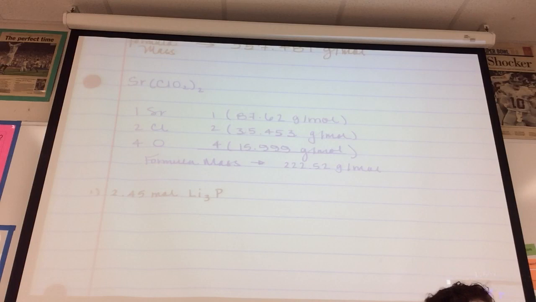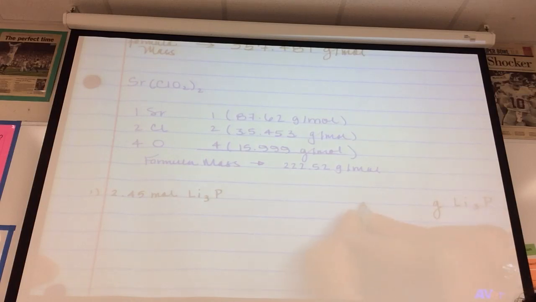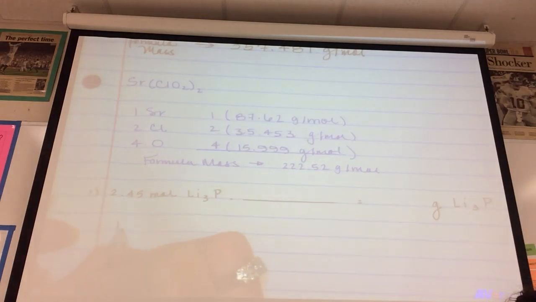And what we want to get to is the mass of lithium phosphide. And again, this is exactly what we did yesterday, except we have compounds instead of elements. So this will require that we get the formula mass and make an equivalency. So for lithium phosphide, how many lithium do we have? 3. And how many phosphorus? 1.